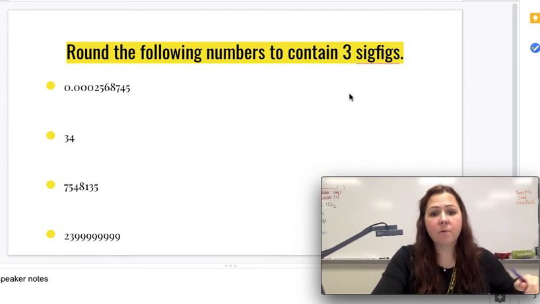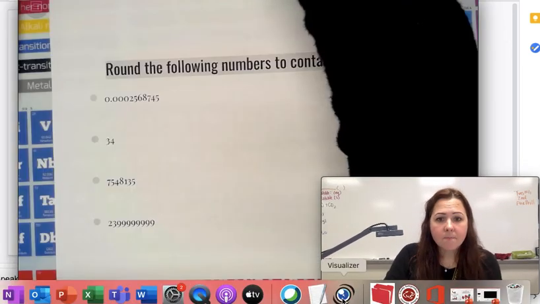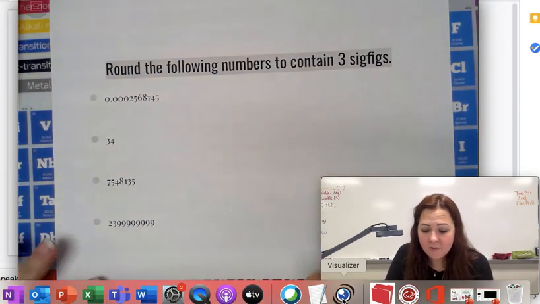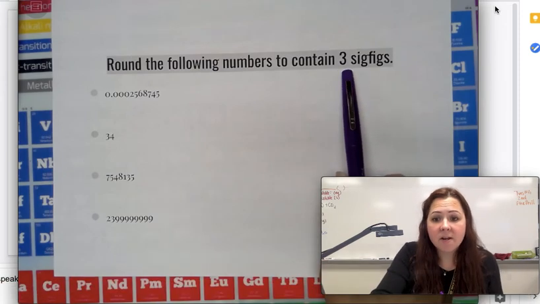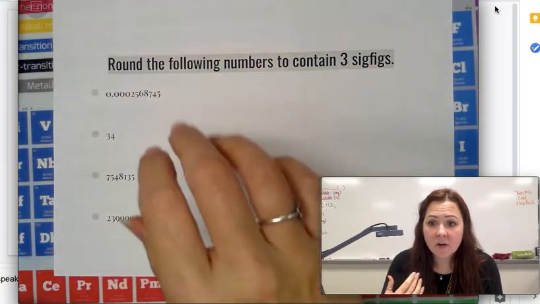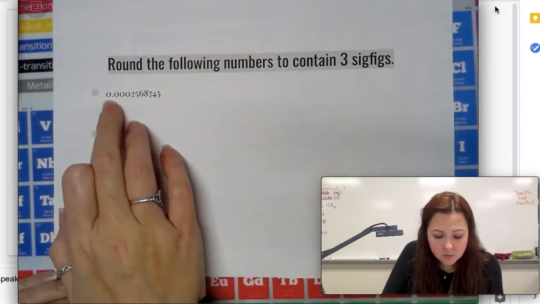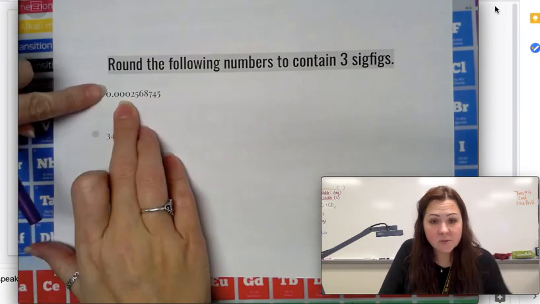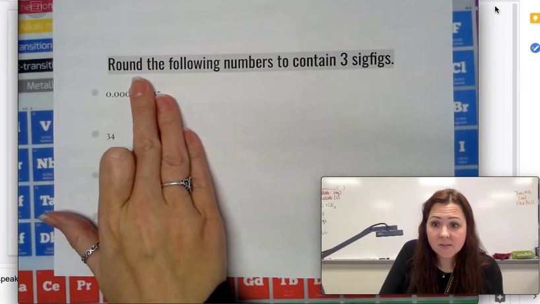So I'm going to switch over to my document camera, and we're actually going to write these out. This is the slide just printed out. It says round the following numbers to contain 3 SigFigs. The first thing I need to remember is zeros at the beginning of a number never count. So in this 0.0000, there are no SigFigs in any of those zeros. I need 3 SigFigs.